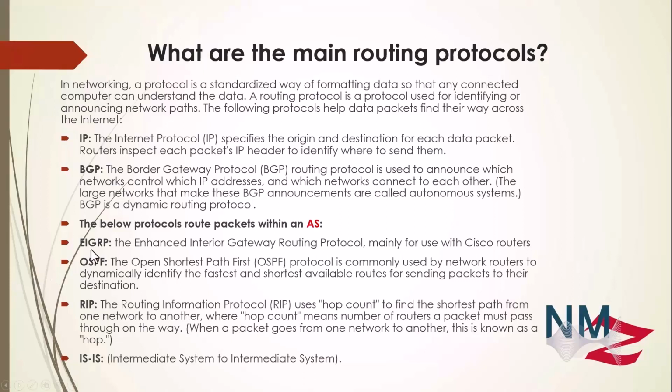But here EIGRP is another protocol, and I can say it's a simple and very good protocol for small and medium size networks. EIGRP will work very well on Cisco routers. The second one is OSPF, the Open Shortest Path First.